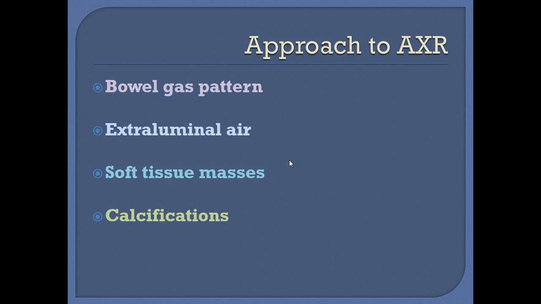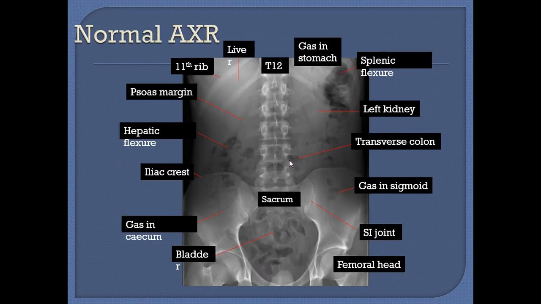Which I want you to know, like bowel gas pattern, extraluminal air, soft tissue masses, and calcification. The bowel gas is usually in the GI tract, and it shows different patterns which I will tell you later. Normal abdominal X-ray.